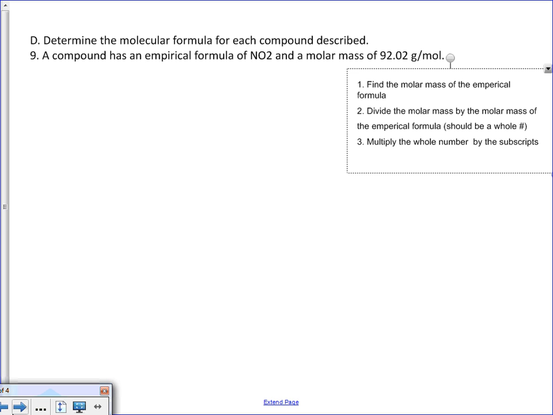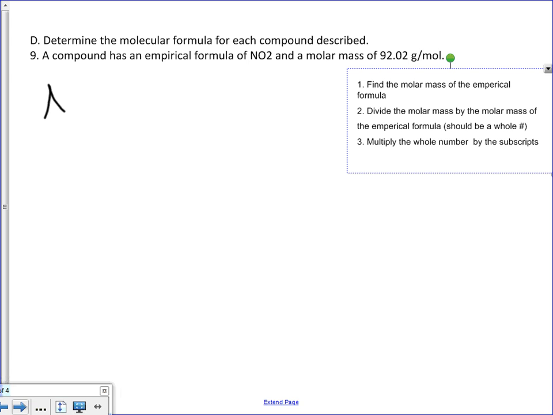So for molecular formulas, we already have to have an empirical formula. It says determine the molecular formula for each compound described. A compound has an empirical formula of NO2 and a molar mass of 92.02 grams per mole. The 2 in NO2 should be written as a subscript. All right, so it says in our directions, find the molar mass of the empirical formula.